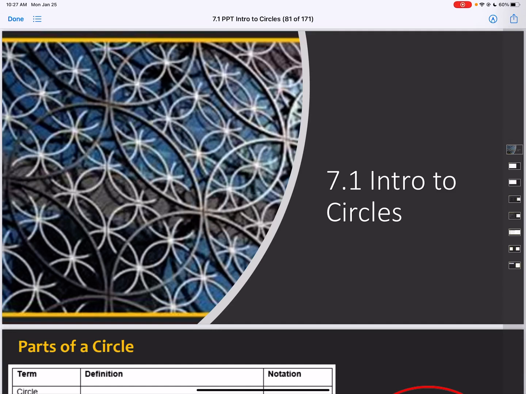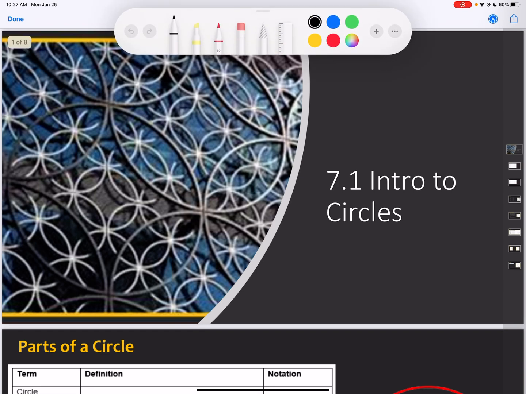Hey guys, today we're going to talk about 7.1 Intro to Circles. There's a lot of vocab in this unit, a lot of different formulas that you're going to have to know in order to be successful in this unit. So this is just an introduction to what a circle is and the parts of a circle.